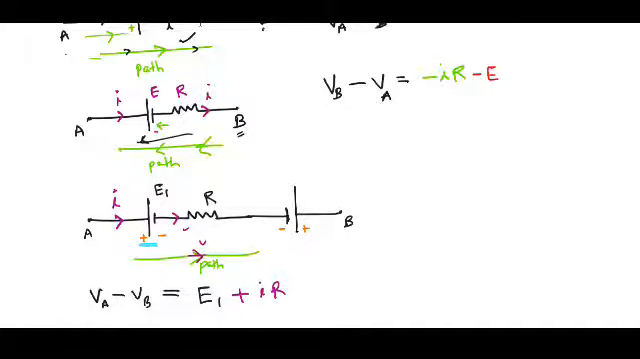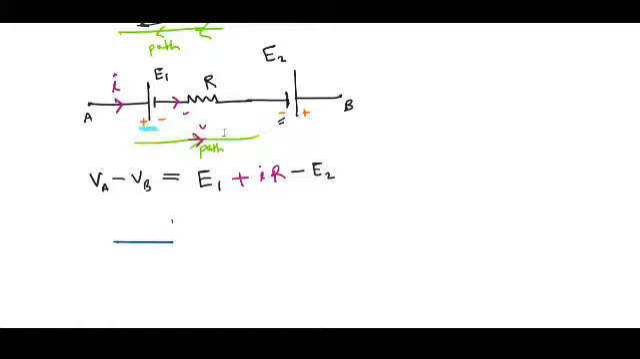Then, while reaching the second battery, which I denote as E2, I see the negative terminal of the battery. Therefore, this should be minus E2. In this way, you can write the equation for the voltage. Fine. Now, I consider another circuit.